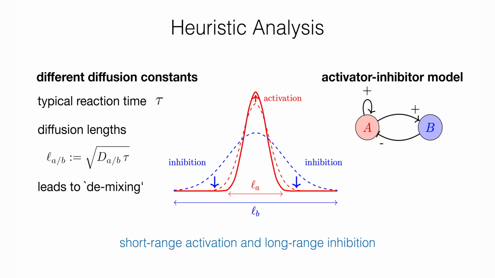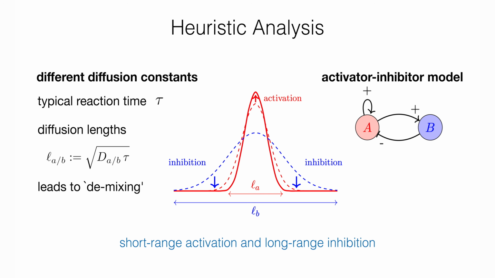So let's say we have a particular scheme of reactions, and I want to visualize that by this simple network. You have two species, and I assume the two species to be such that A amplifies itself, so it's autocatalytic. If there's A, it produces more of itself. What it also does, by assumption, is enhance B as well. So that's the plus sign here.